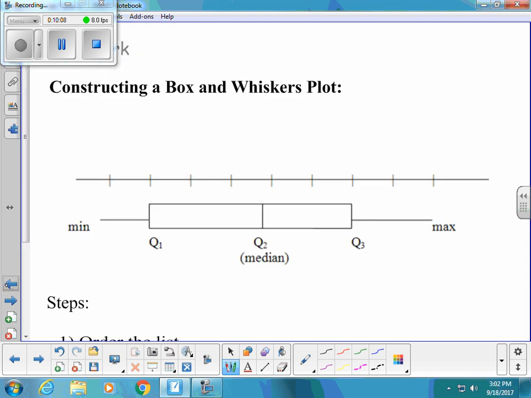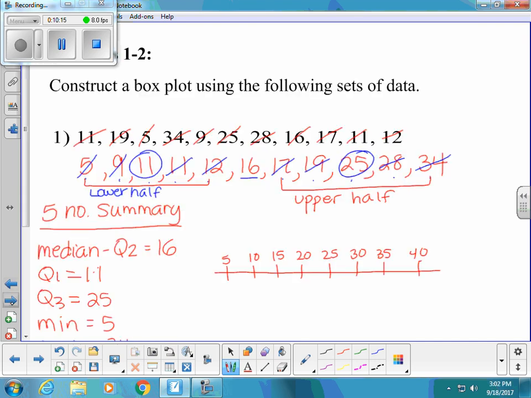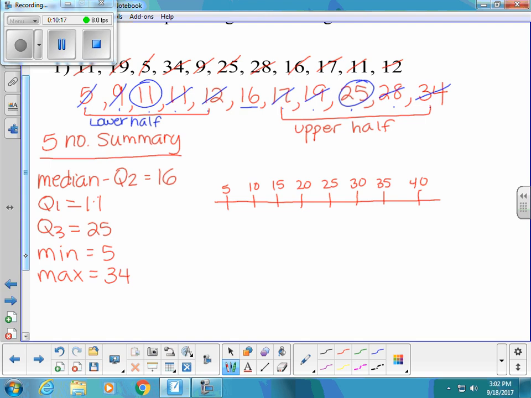Okay, the box goes from Q1 to Q3. So in this case, our box is going to go from 11 to 25. You just estimate. So from 11 to 25, that's where you draw your box using your number line. Inside the box at 16, so a little bit past my 15 here, that's where you make a line.